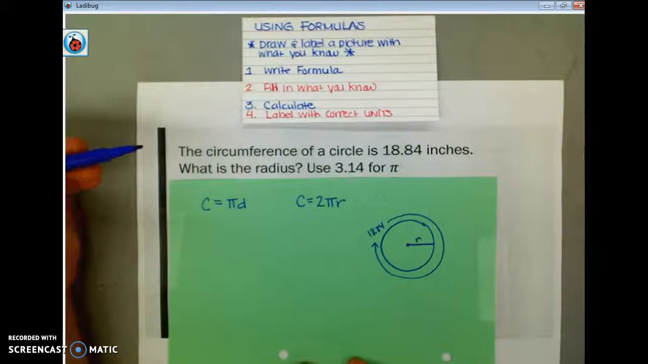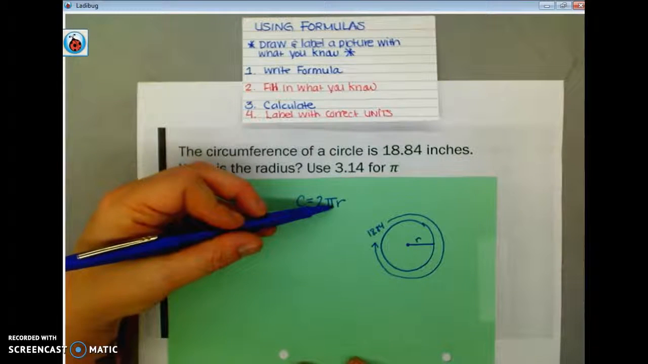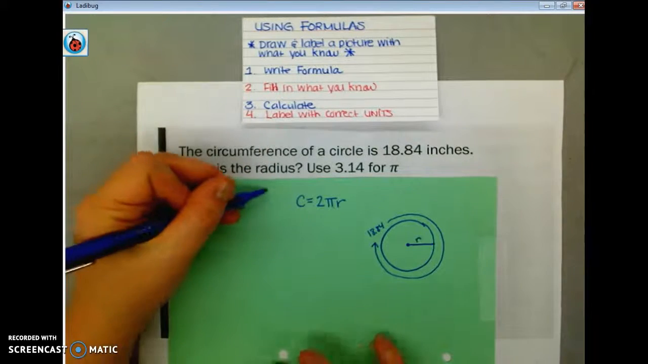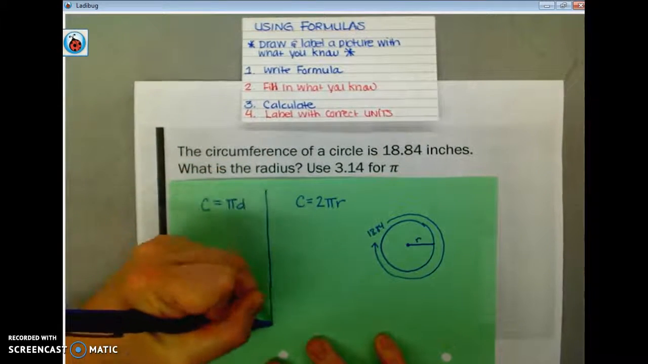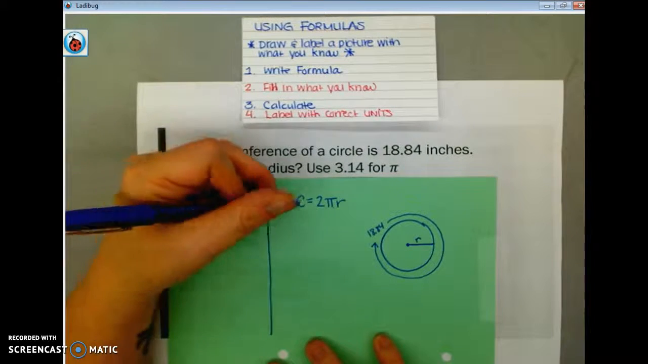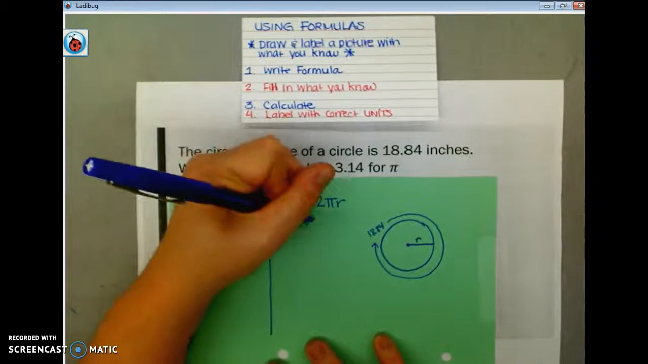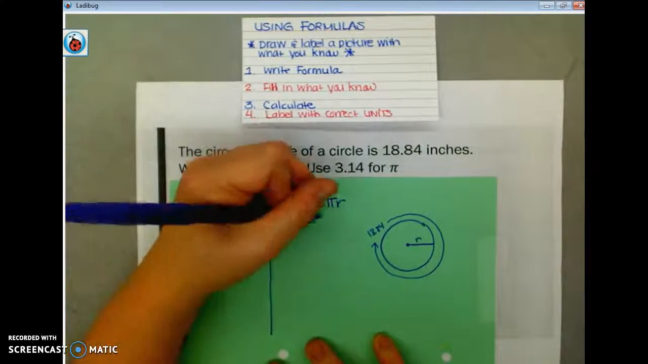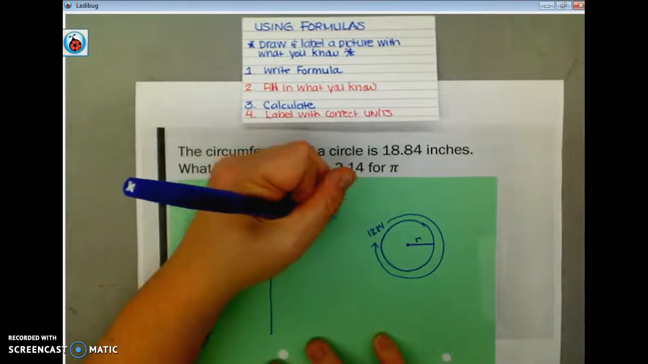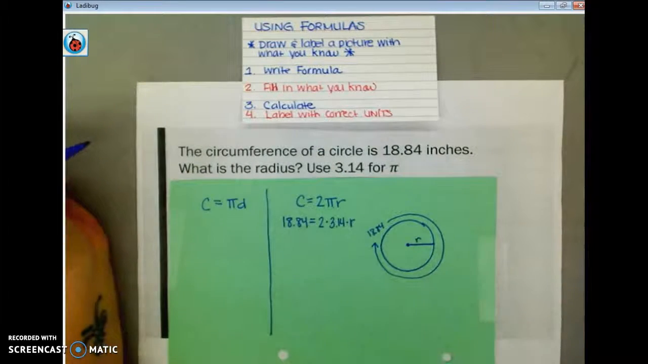All right. So I'm going to use this one since I want to find the radius. I'm going to use the one that has the R already set up for me. I'll do it both ways to show you, you should still get the same answer. So I'm going to fill in what I know. Instead of circumference, I know it's 18.84. And then I've got 2 times, and instead it says use 3.14 for pi. And then I don't know my radius.